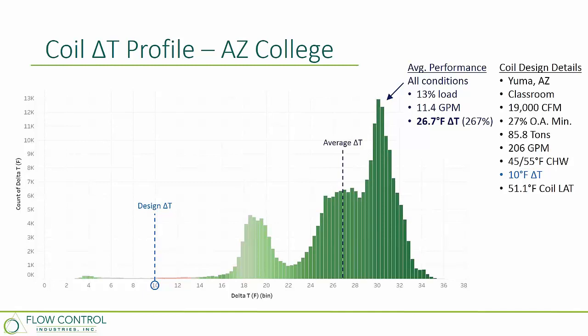So 2.5 times the design delta T is our average condition, operating well below our peak load here, averaging 13% load, 11.4 GPM on a coil designed for 206 GPM. So again, that could tell us, is that significantly oversized? Is this a fluke? But we're starting to see our trend here.